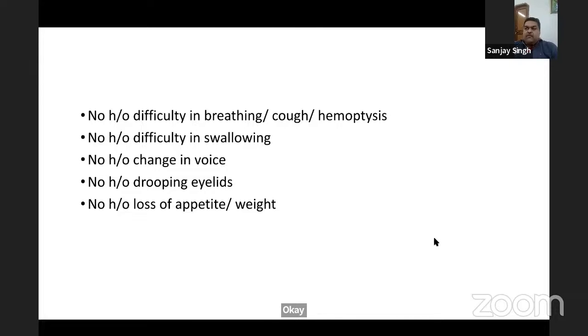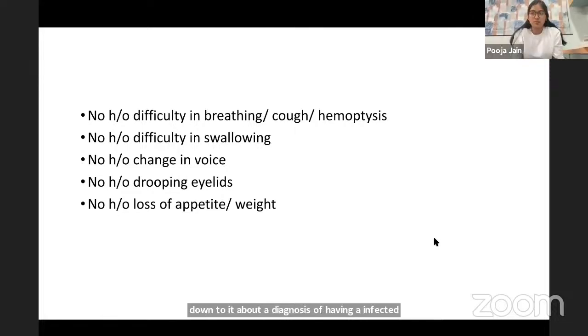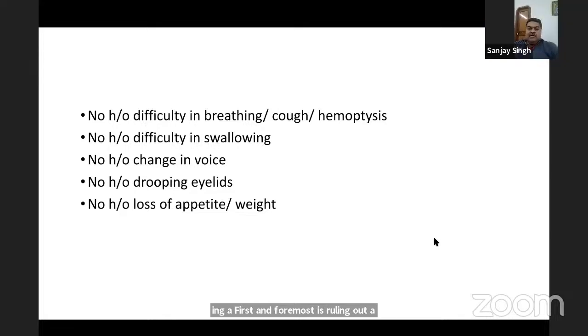Definitely it is a 44-year-old male. He's a middle-aged male having a cervical lymphadenopathy. You should always rule out malignancy, and then you should come down to a diagnosis of having an infective pathology. First and foremost is ruling out a malignant pathology for a 44-year-old male. And instead of going for Horner syndrome, you could have definitely bypassed mentioning Horner syndrome. Because apical tumors of the lung manifest as Horner syndrome.